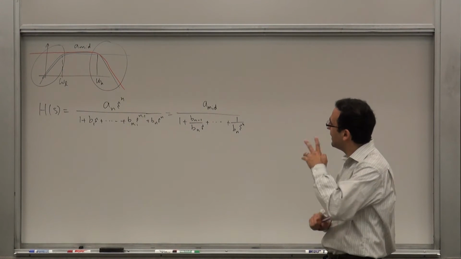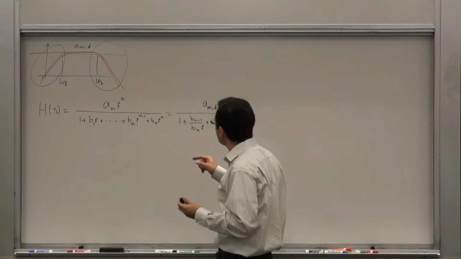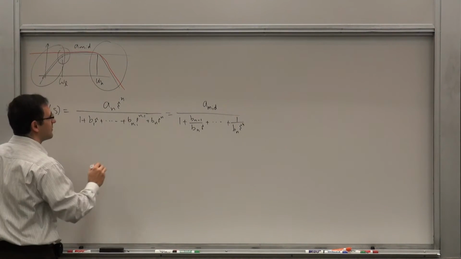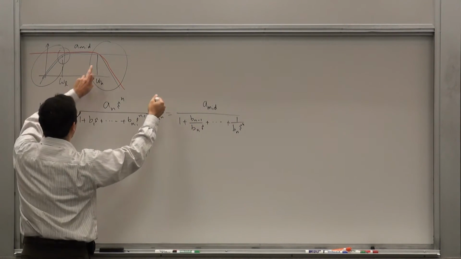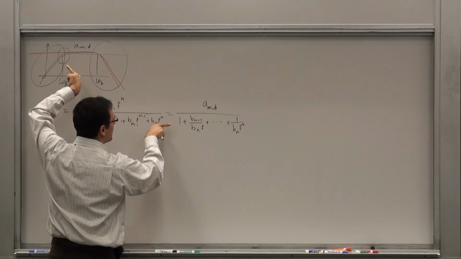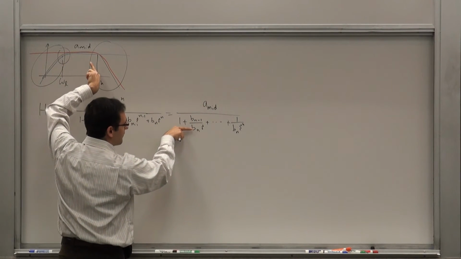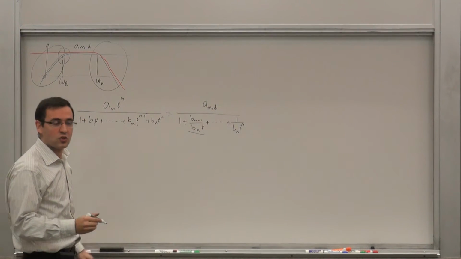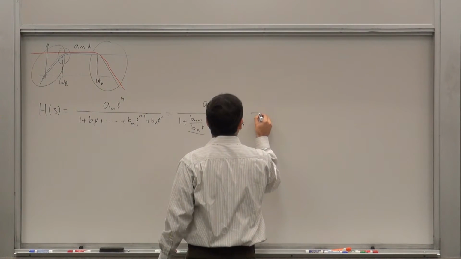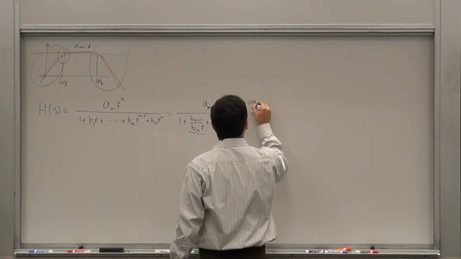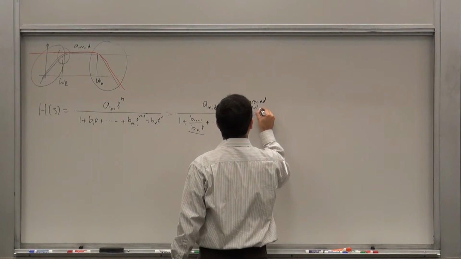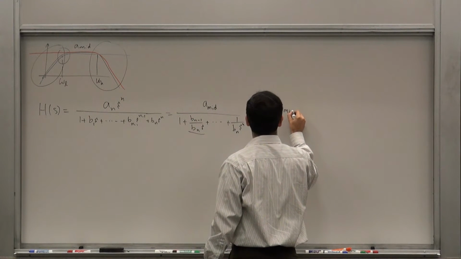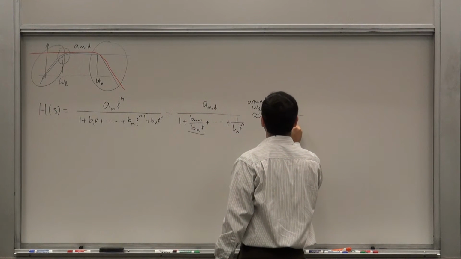So the question: would it be fair to say that around this frequency, this drop is really dominated by one term? Because you start from high frequency and you come down, which term is the one that will affect you first? This term, right? So around that frequency, around omega L, this can be approximated as a first order system like this.